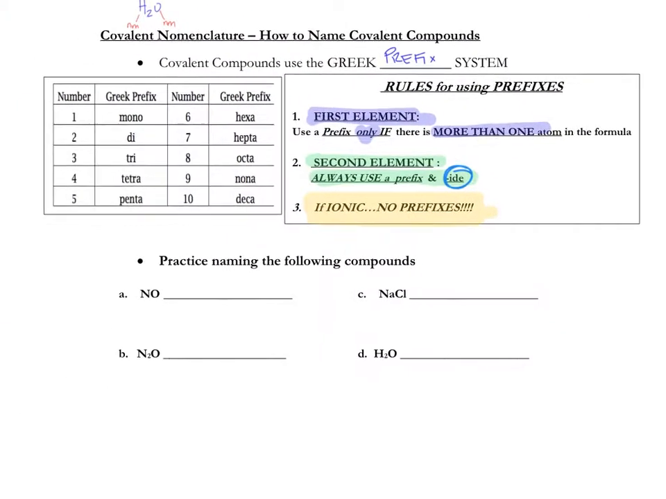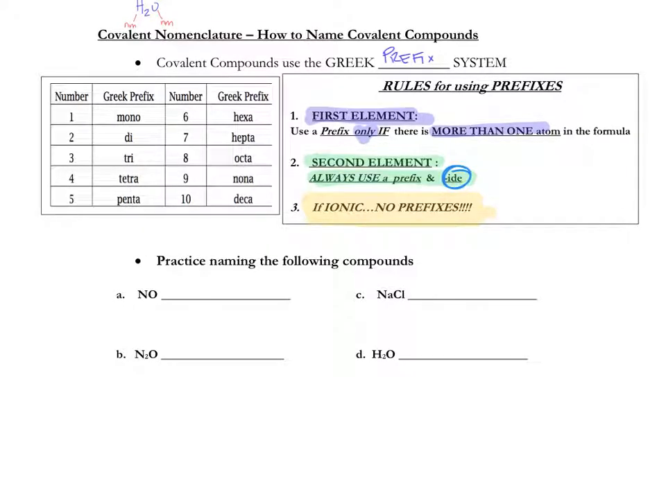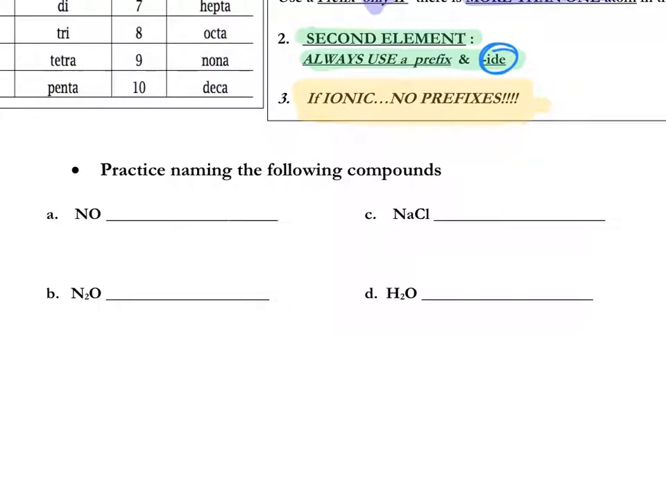All right, so let's look at some examples here. So my first example is between nitrogen and oxygen. So on your periodic tables, I want you to find nitrogen.